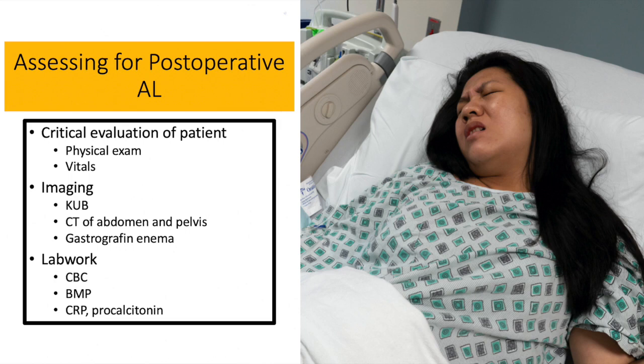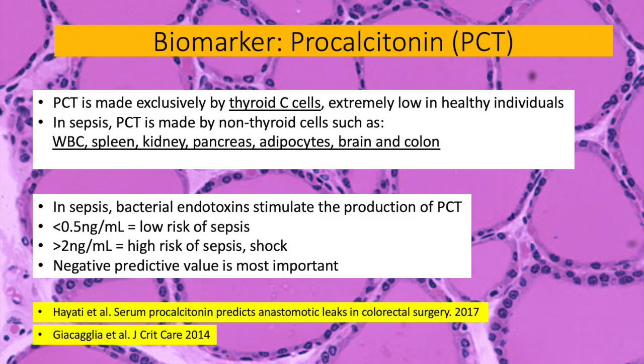CRP, unfortunately, is very insensitive and nonspecific, but here's a word on procalcitonin. It's made exclusively by thyroid C cells, and in healthy individuals, the levels are extremely low. But in sepsis, procalcitonin is made by non-thyroid cells, such as white blood cells, spleen, kidney, pancreas, adipocytes, brain, and colon. And it's described as an early, sensitive, and specific marker for sepsis.